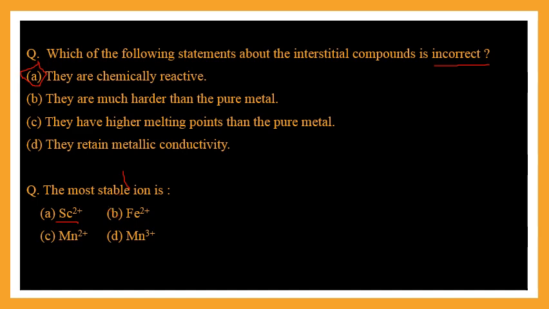Now come to Fe2+, second option. When you write down the electronic configuration for Fe2+, the outermost electronic configuration of iron is 3d6 4s2, and for Fe2+ the outermost electronic configuration will be 3d6, meaning there will be 4 unpaired electrons in the d orbital, because the d subshell has 5 orbitals in it.